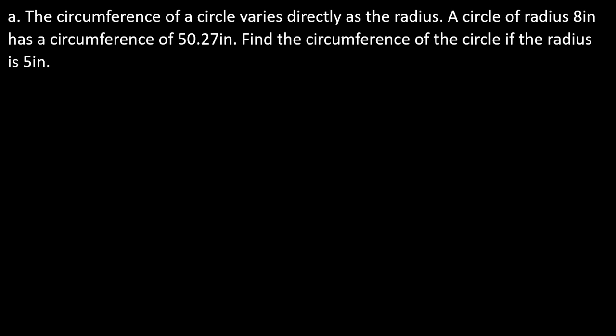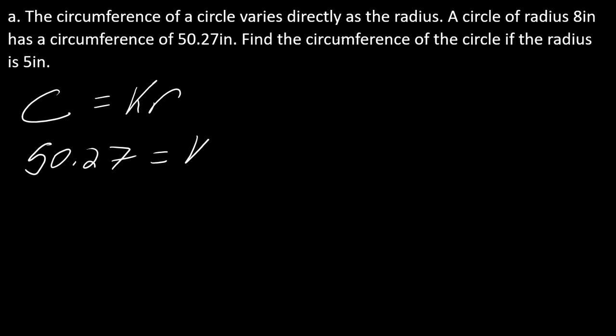You probably already know the equation for the circumference of the circle, but this is a variation problem. So the circumference, let's call that C, varies directly as the radius. Directly means that we multiply by k, so let's call this kr. Now I'm given some information. I'm told that a circle of radius 8 inches has a circumference of 50.27 inches, so I plug in 50.27 for the circumference, and I plug in 8 for the radius.